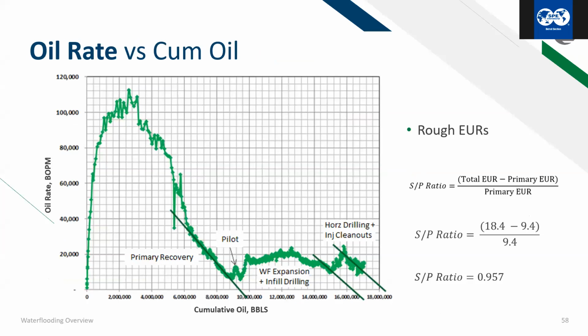So the oil rate versus cum oil plot, this is one I said that you can use roughly to determine reserve numbers, and I'd say gut check them against your other methods for determining reserves, whether it's decline curve analysis or modeling or whatever. You can see I've drawn some of the tangential lines and identified the different phases that happened in the field. So your primary recovery in this field, if they had done nothing, no infill drilling or water flood, would have been around 9.4 million barrels of oil.